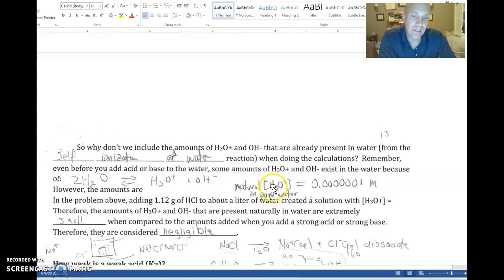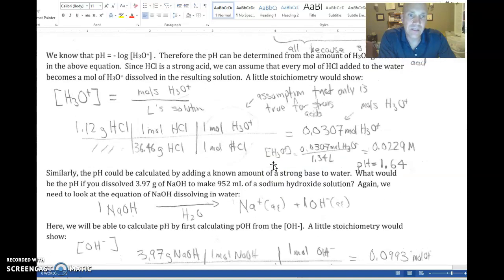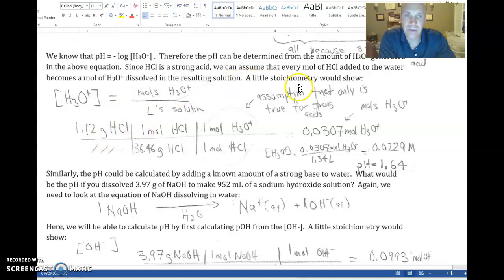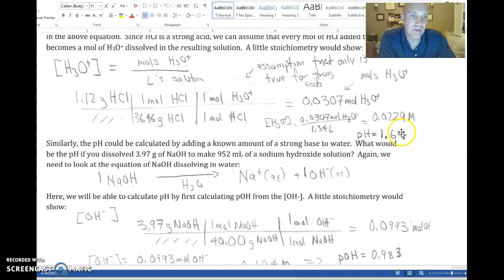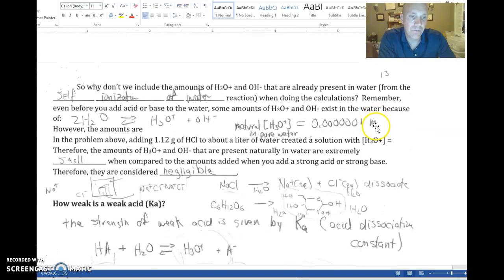If you calculate the amount that would be naturally there in pure water, the amount of H3O+ works out to be 10 to the minus 7th molar. But as you see in the example above, the amount of H3O+ generated if you added a strong acid would be, for this particular problem, 0.0229 molar. So notice the difference. Even though this number might look small, it is huge compared to the amount that would be naturally there from the water.